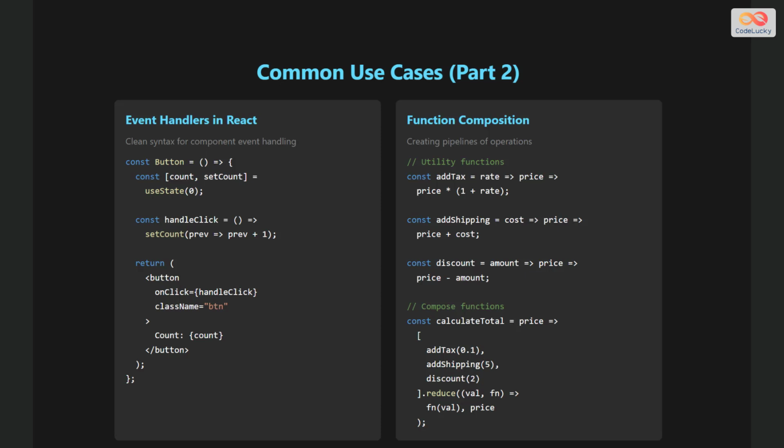Finally, arrow functions are excellent for creating chains of operations. Here is a code example which shows how we can create addTax, addShipping, and discount functions to calculate a total price. The functions are composed using the reduce function.